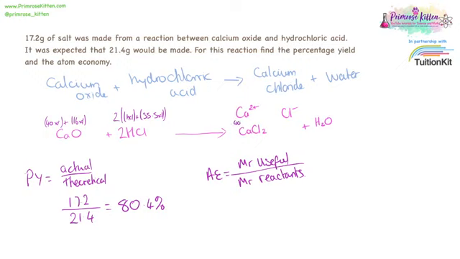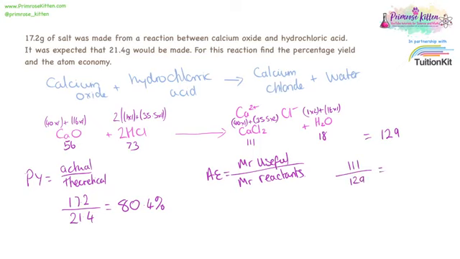Calcium again is 40 and there's one of them, plus chlorine which is 35.5 and there are 2 of them. Hydrogen is 1 and there are 2 of them, plus oxygen which is 16 and there's one of them. So for calcium oxide that's 56, for hydrochloric acid we have 2 lots of them, that's 73, calcium chloride that's 111 and water that's 18. You can add all of these up and you can check that they both add up to the same thing, which is 129.